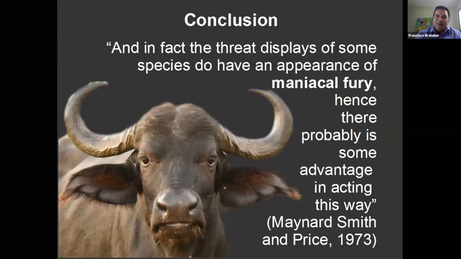Maynard Smith and Price, who created this hawk-dove theory, say that sometimes the threat displays of some species have an appearance of maniacal fury. Hence, there is probably some advantage in acting this way. You can imagine some politicians acting like this, in this maniacal fury. The thing is, we need more models and more research about conflicts between media and government. And I left some suggestions in the paper.